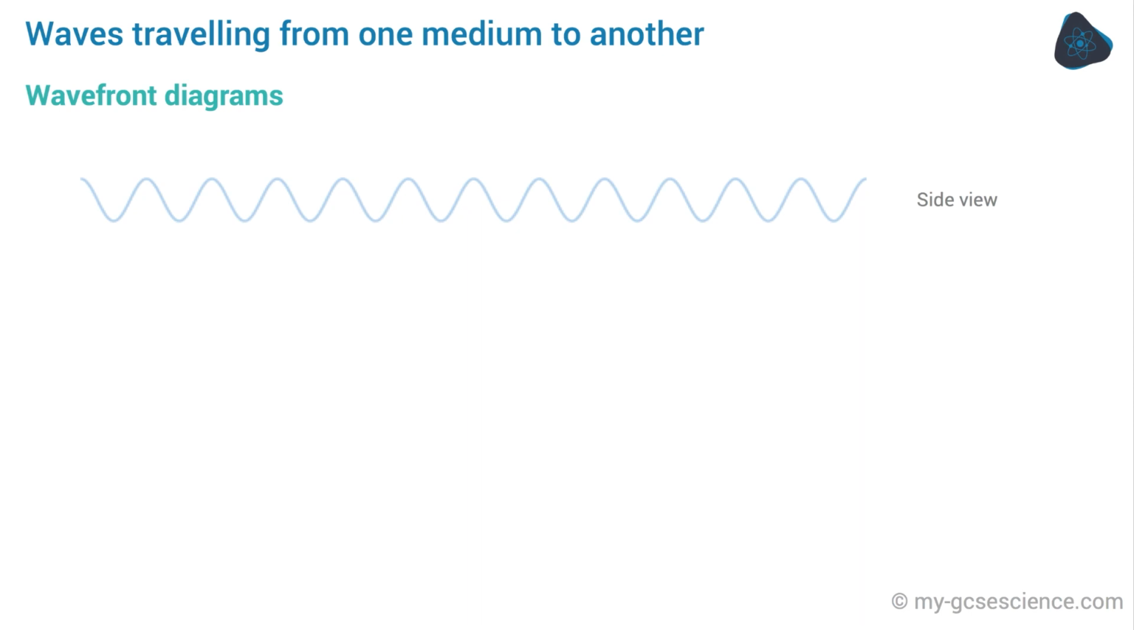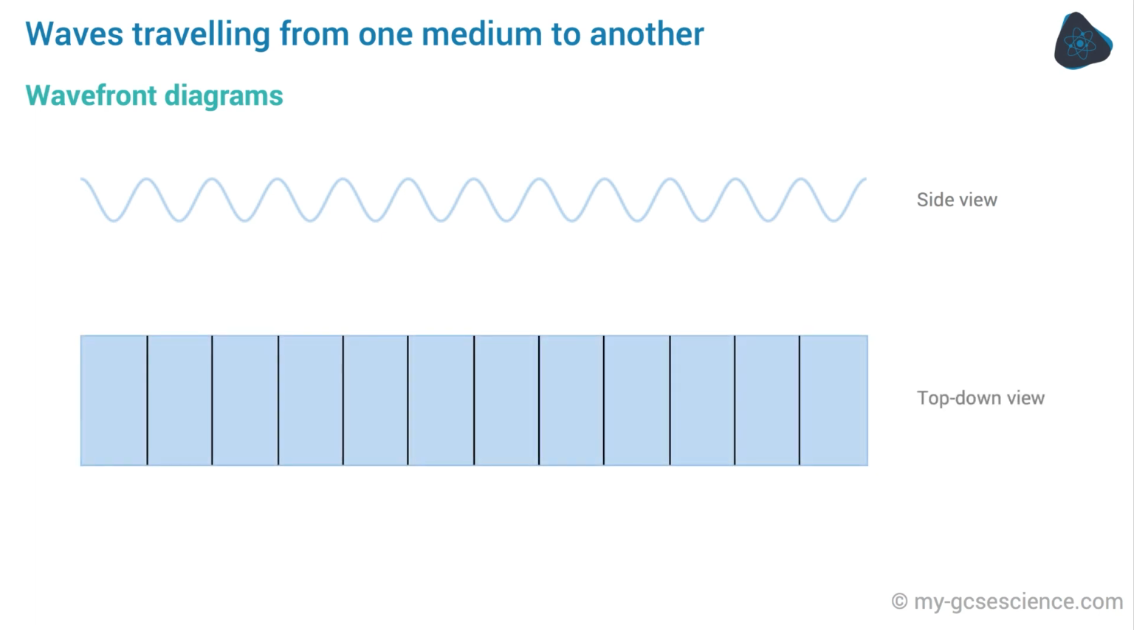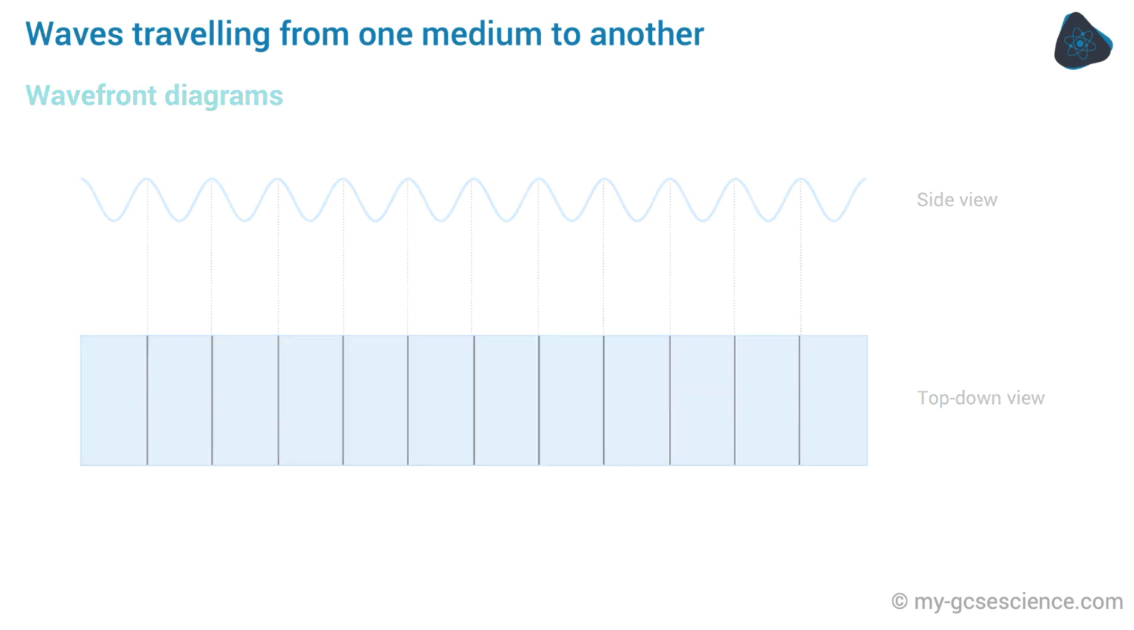Here, we're looking at a water wave side on and can see all of its peaks and troughs in all their glory. To represent the same wave top down, we need to use a wavefront diagram like this. Here, each of the black lines represents one of the peaks of the wave above. Wavefront diagrams are useful because they allow us to see very easily whether the wavelength of a wave is getting shorter, longer, or staying the same.